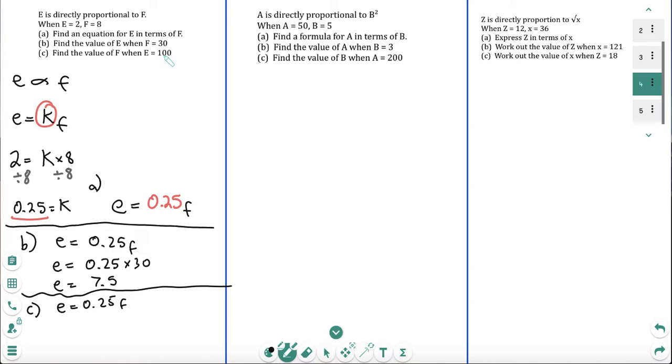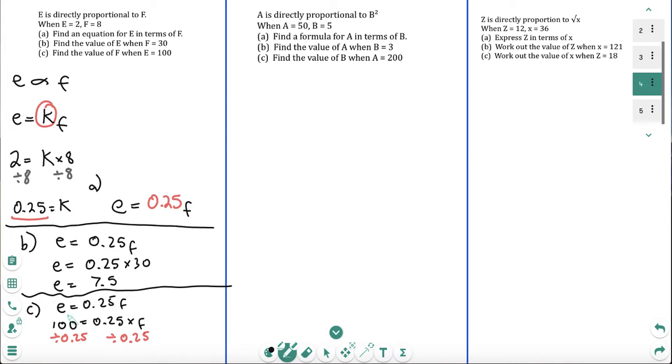Find f when E is 100. So I'm going to replace E with 100. 100 equals 0.25 times f. So I have to find f. Well, f is being multiplied by 0.25, so I'm going to divide by 0.25. Do the same thing on the other side.